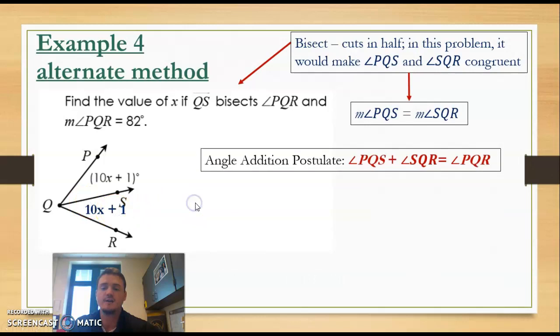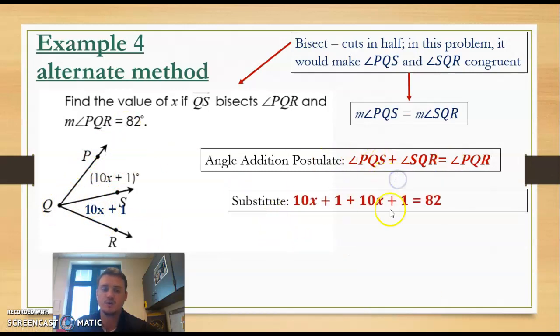And then we can use the angle addition postulate, basically saying that this angle PQS plus this angle SQR, if we add these angles together, they should be equal to the full angle PQR, which is 82. So that's what this statement is basically saying. So it would be 10x plus 1 plus 10x plus 1 equals 82, the whole angle. So these two angles added together equal the whole angle.